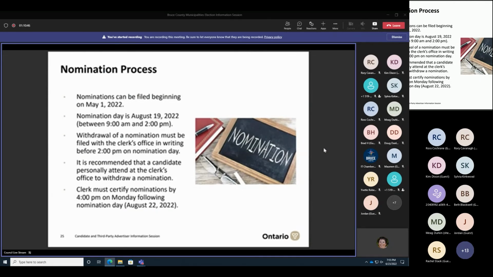form and it's complete. If a nomination is withdrawn, the candidate is entitled to a refund of their nomination filing fee only after they file their financial statement by the required deadline.